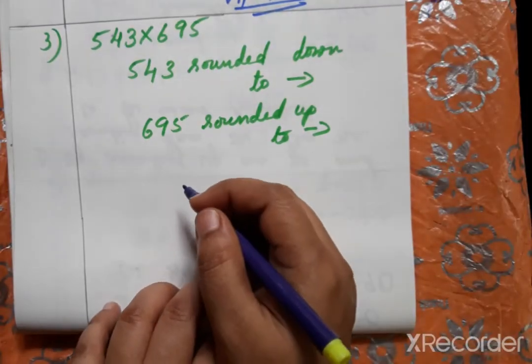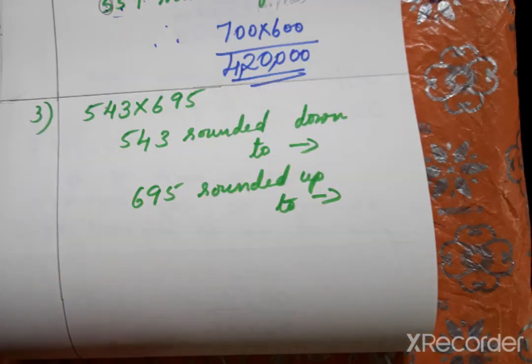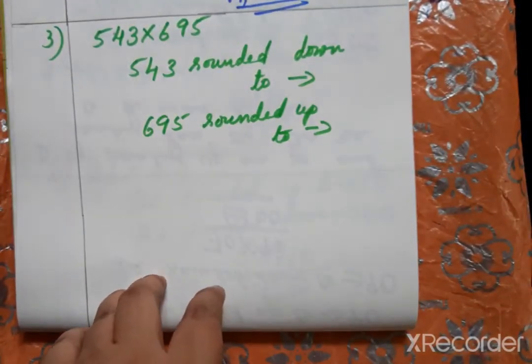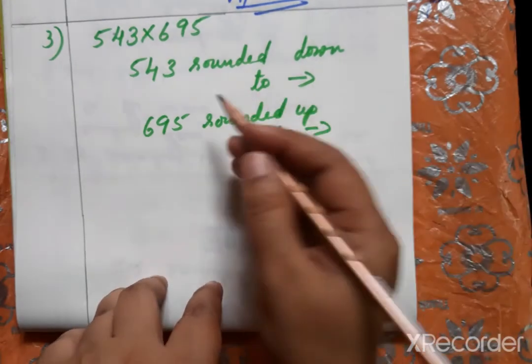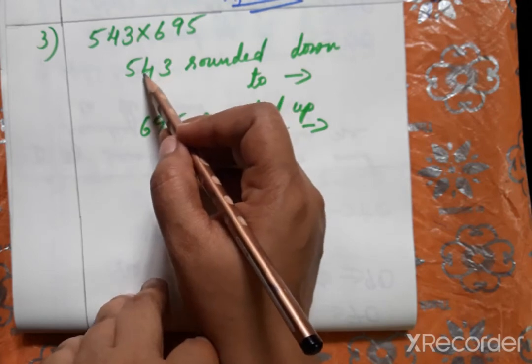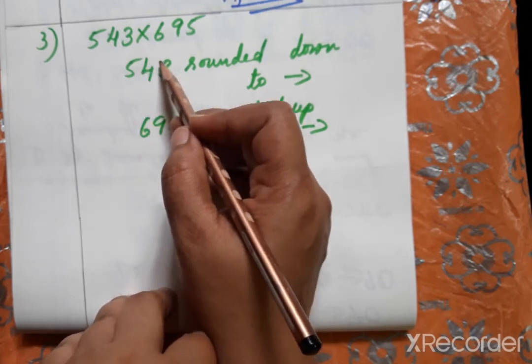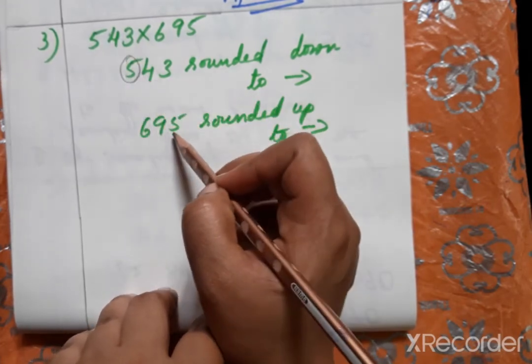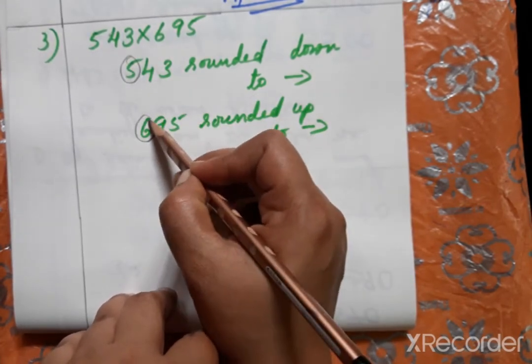Now third question, 543 into 695. Here we have to round off to the 100 place. One number we have to round up and one number we have to round down. To check which, first encircle the place value. Ones, tens, hundreds: 5 is in the 100 place, and here also ones, tens, hundreds: 6 is in the 100 place.